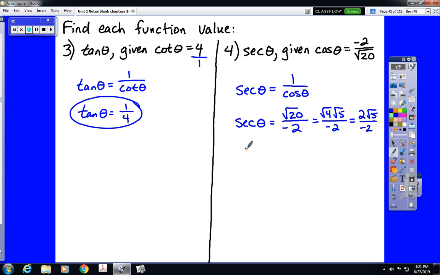So we have negative 2 root 5 divided by 2. Bottom and the top are both divisible by 2, so we reduce. And we get our final answer, which is negative root 5. Simple stuff, simple stuff. Let's go on to the next thing. That'll do it for the first video for section 4.